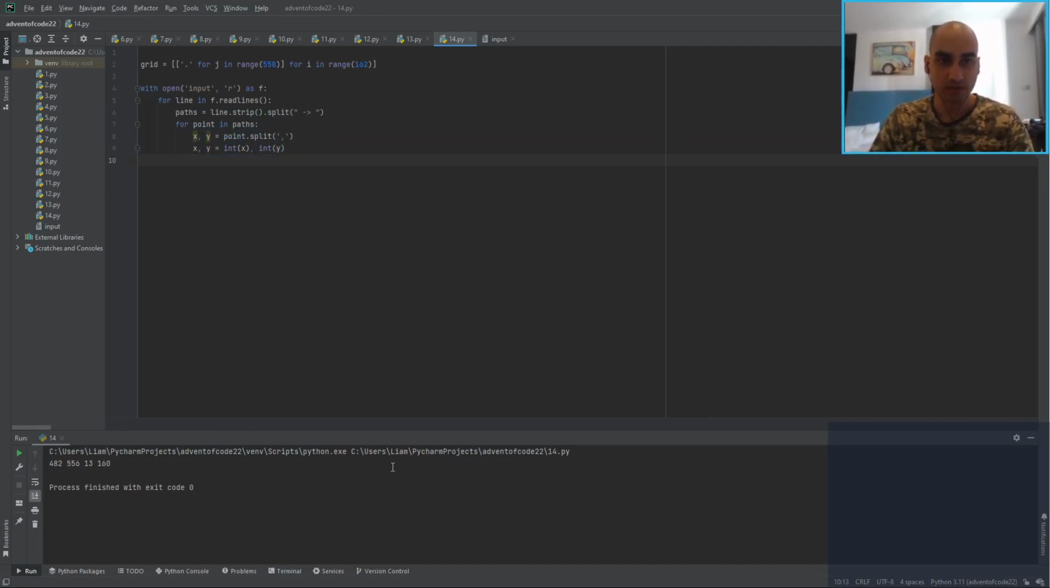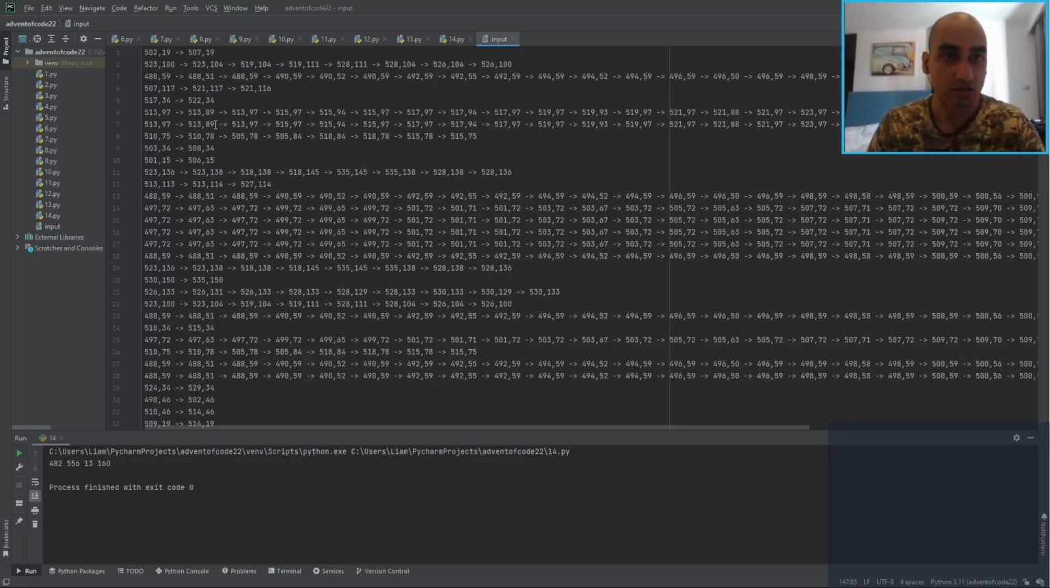So now we need to interpret the path. Why is it warning me about that? That's fine. Redeclaring it. I'm inting it. All right, so are they always straight lines? Let's have a look at these. Yeah, they're always straight lines, but not always in the same direction. It can zigzag about. So basically, we're filling line segments.